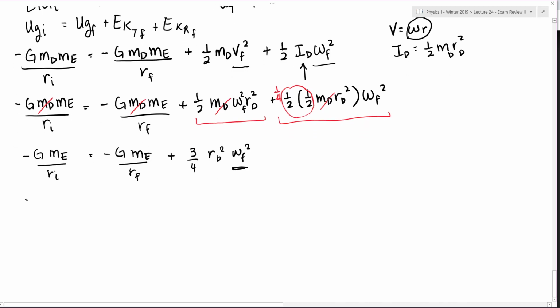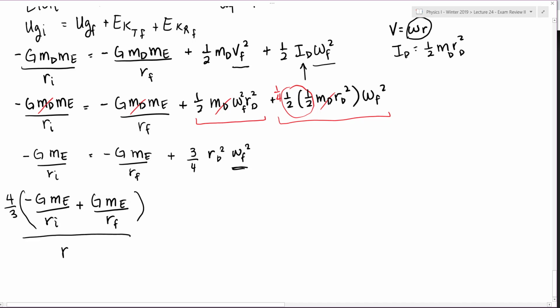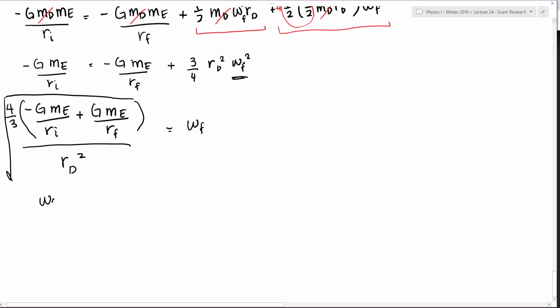So I'm going to bring everything to the other side. I'm going to multiply everything by 4/3, and then divide by r, the radius of the disk, squared. And then I'm going to square root everything, which equals omega final. Now I'm going to plug in all the values. And yes, we should have a plus or minus here, but we're not looking for the direction it's going, so I'm just going to take that out.